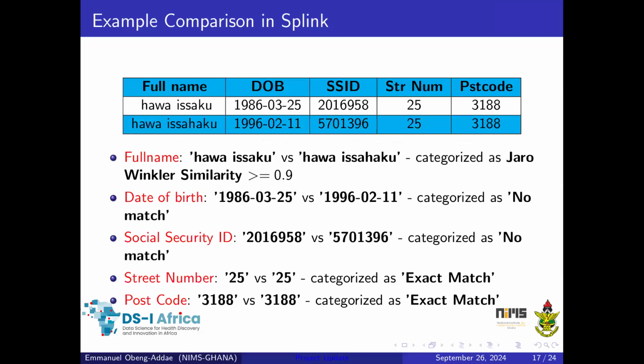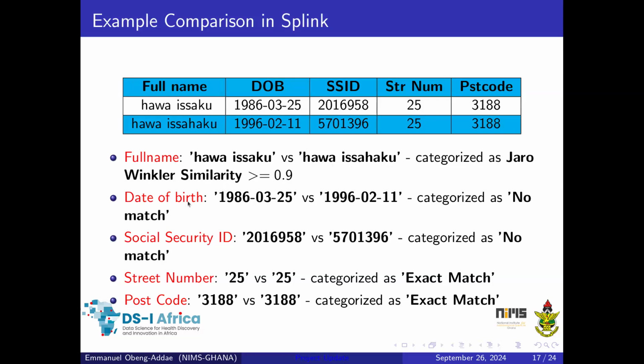So let's look at this example here. We have a data set that has just 2 records and has 5 features. So we have the full name, the date of birth, social security ID, street number, and then the postcode. And the name is Hawa Isaku in the first record and Hawa Isahaku in the second record. So what we're going to do is compare both records on each feature. The first thing is we compare the records on the full name. There's Hawa Isaku versus Hawa Isahaku, and the level of agreement was a Jaro-Winkler similarity level greater than 0.9. That means if you are talking in terms of percentages, both names are over 90% similar.